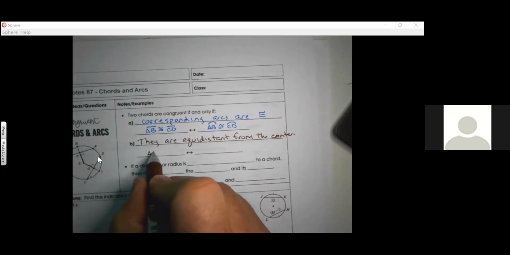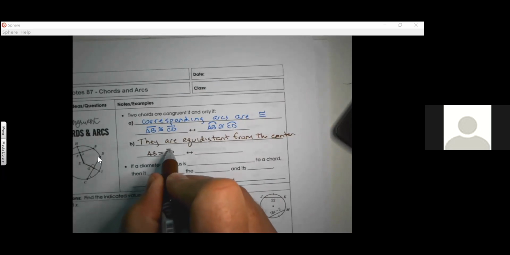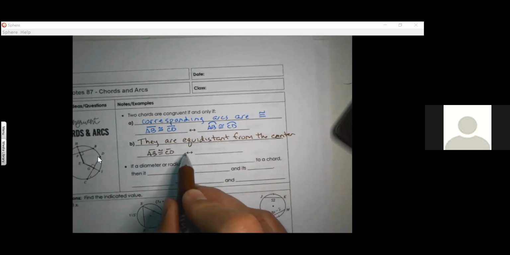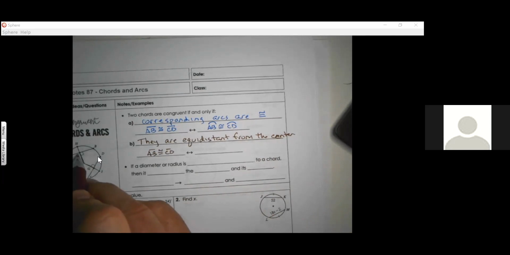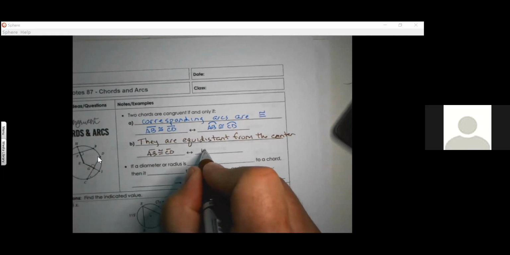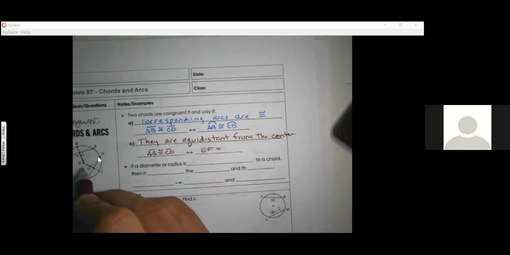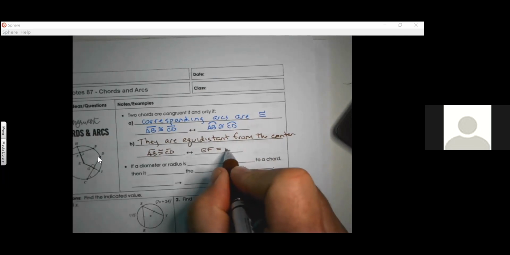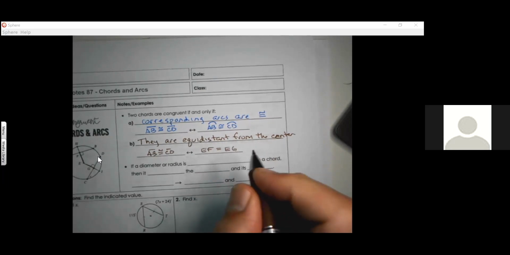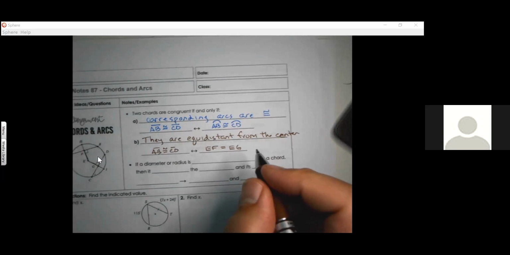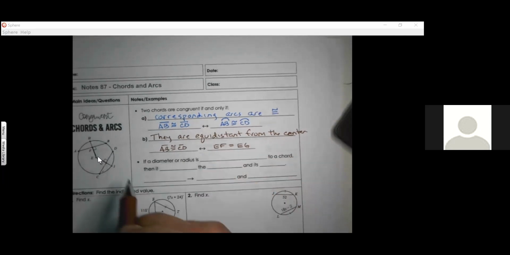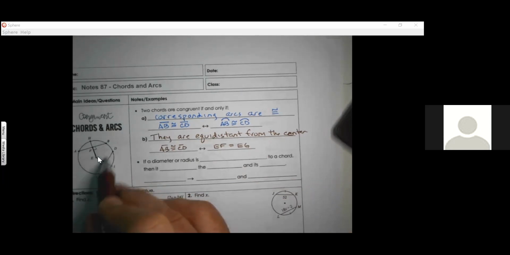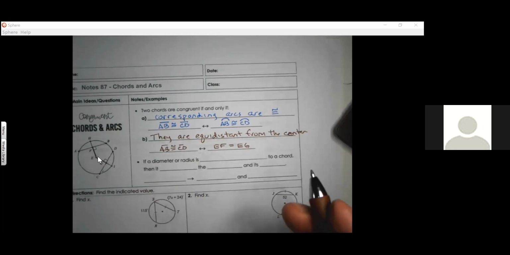In other words, what we're saying is that AB will be congruent to CD if and only if the distance from E to F is the same as the distance from E to G. If they are the same distance, then those chords will be the same size. And if the chords are the same size, then these distances will be the same. Any questions on those first two?